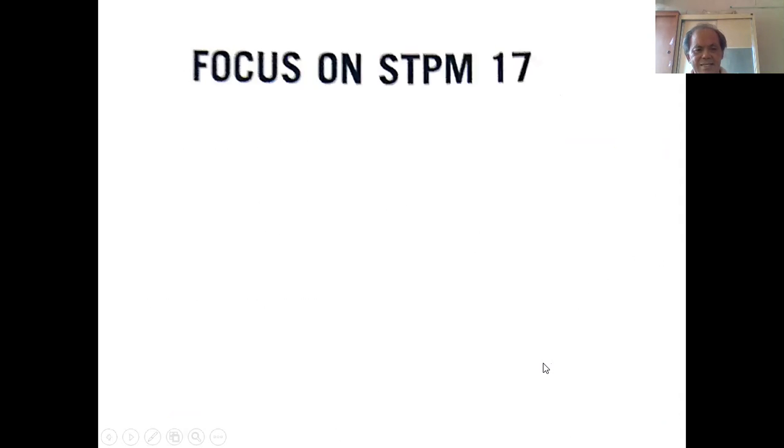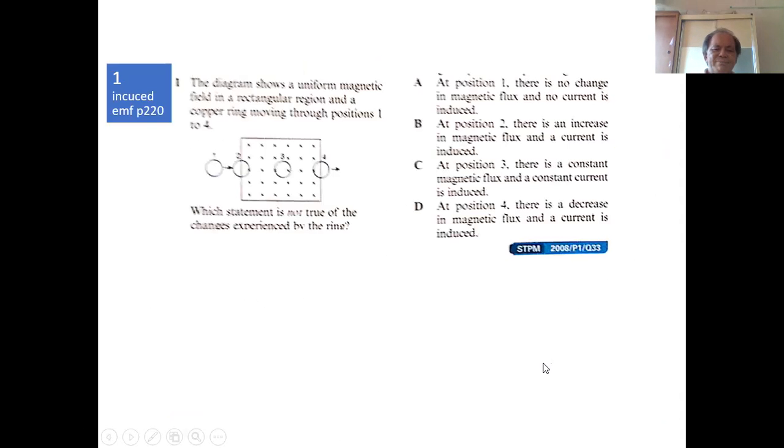Okay, let's try one question. What's the answer? Page 220, number 1. Diagram shows a uniform magnetic field in a rectangular region, and there's your copper ring moving through positions 1, 2, 3, 4. Which statement is not true of the changes experienced?